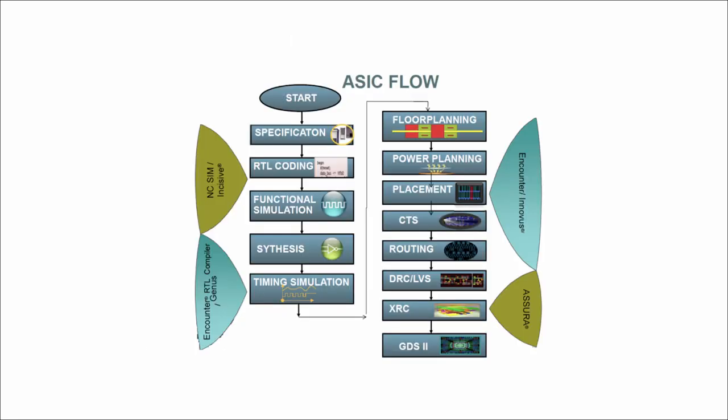Here we used the ASIC flow methodology to design the 16-bit MIPS, and that methodology has 2 parts. The first one is the front end and the second one is the back end. The front end has 5 stages. Starting with the specification, then go to the RTL coding and functional simulation, and go to the synthesis part and timing simulation. That is included in the front end, and the other one is the back end design.